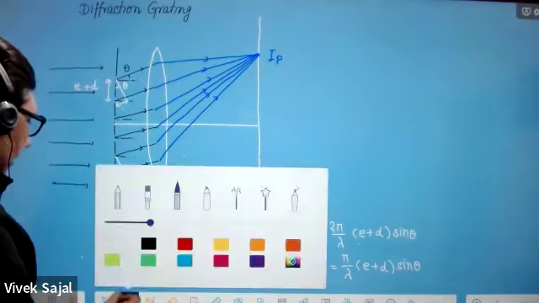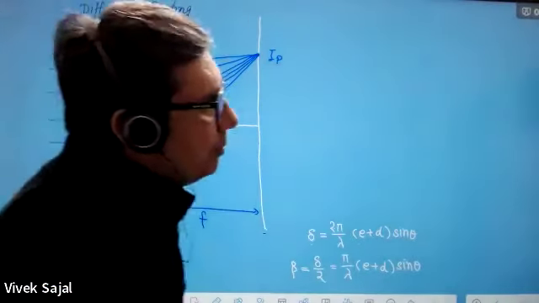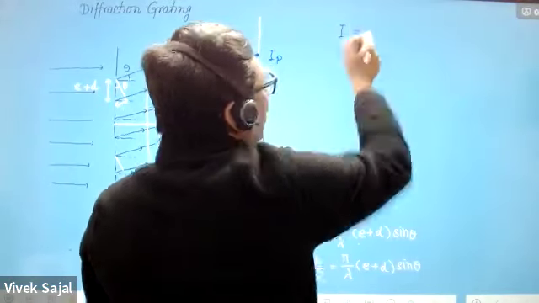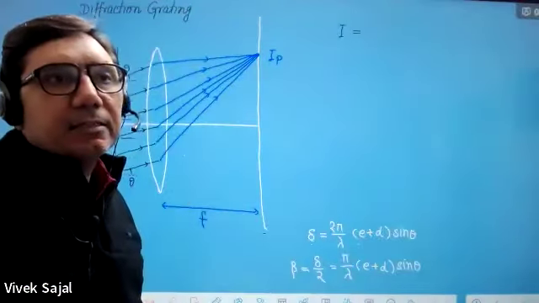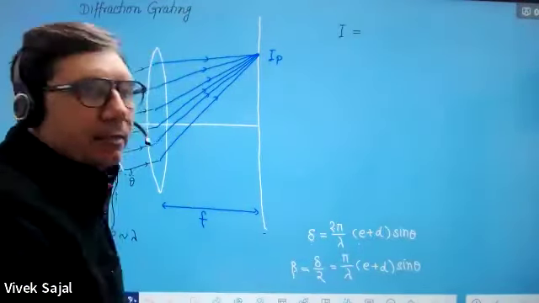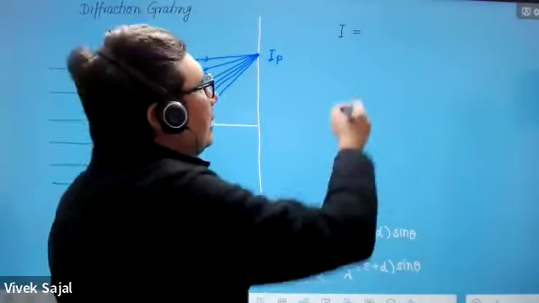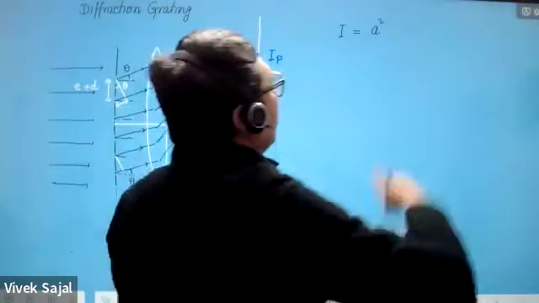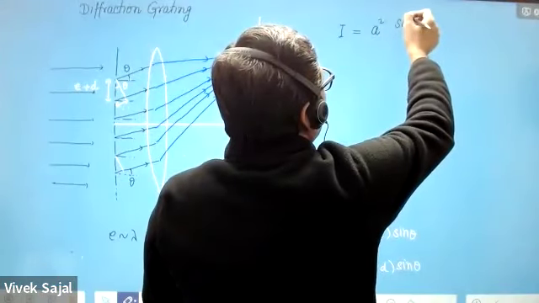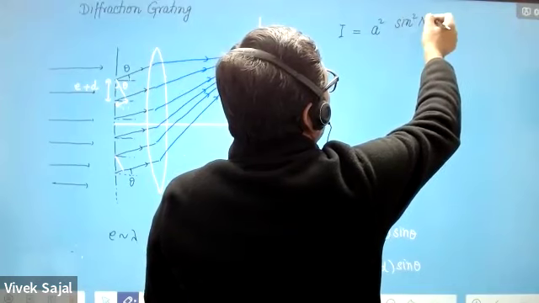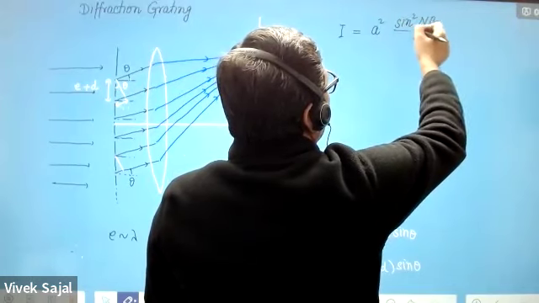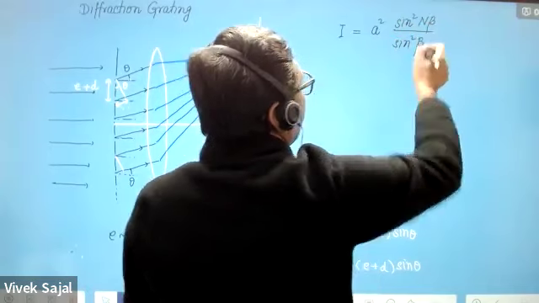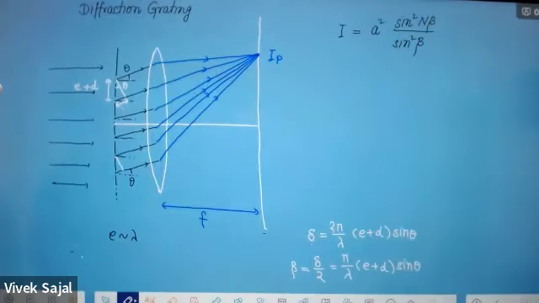Okay, what will be the intensity here? So the intensity at this point P will be, for n number of waves between which the phase difference is delta, what will be the intensity? That will be A squared, where A is the amplitude of the individual wave, times sine squared n beta divided by sine squared beta. This will be the intensity. Okay? This will be the intensity here.